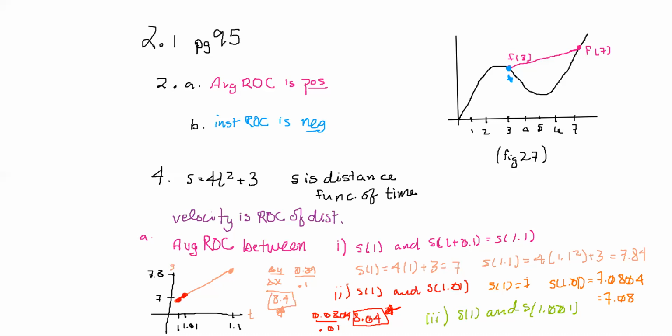So what I'm going to do is plug this into my calculator really fast. I've got to type it right, so I have to retype it. So this is going to be s of 1.001, which is equal to 7.008004.